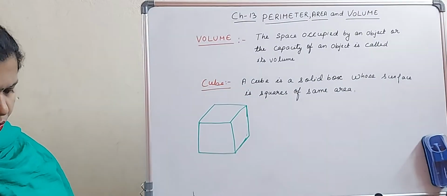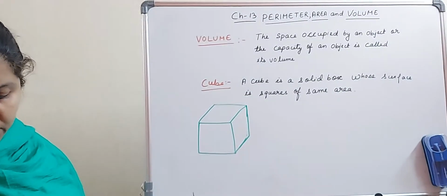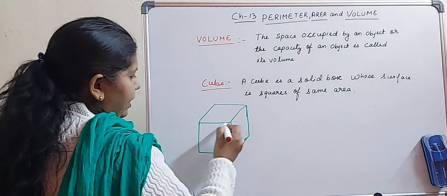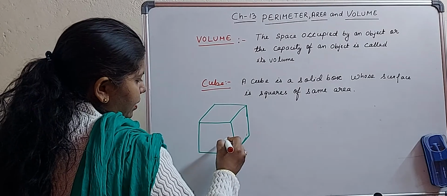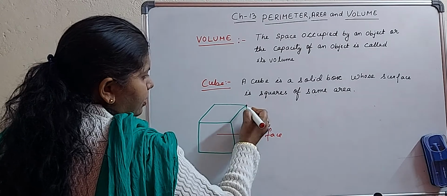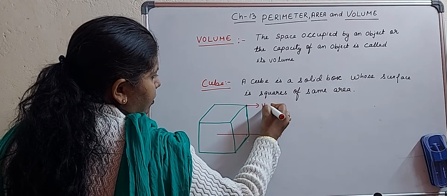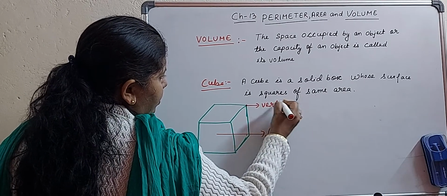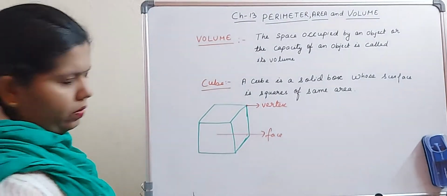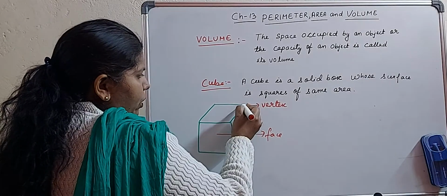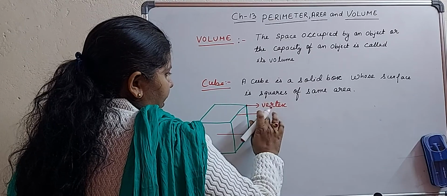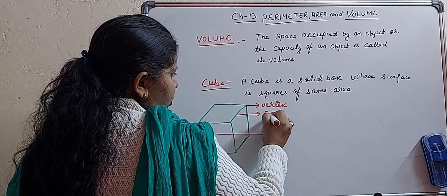Okay, now let me tell you what is vertices, what is edge, and what is face. If I will tell you this particular square, then this is called as the face of the cube. This corner, this point, it is called as the vertex of the cube. And then another thing is there, that is called edge. Okay, the line which is joining two faces together, that line is called as the edge of the cube.